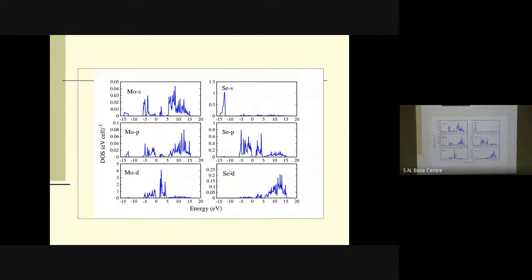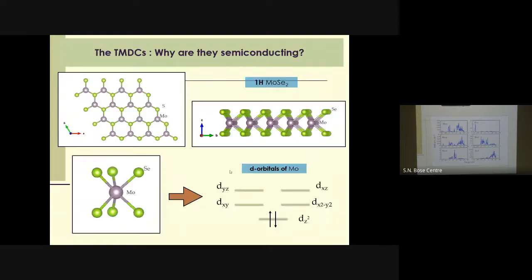However, the first thing we'd like to look at is the picture that has emerged. Once again, I go back to one other aspect: these materials have been very well known as solid state lubricants, because these are van der Waals materials with one layer easily sliding over the other. And they're best known as semiconductors.